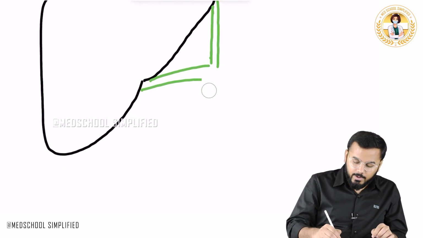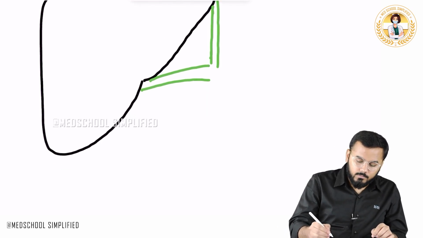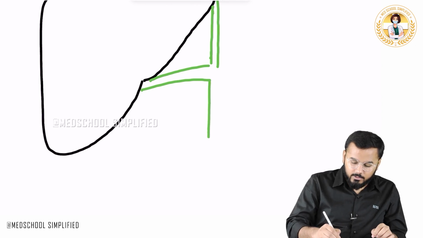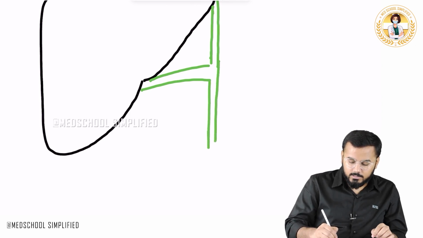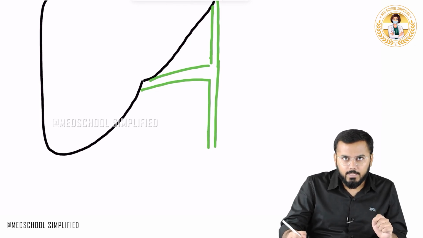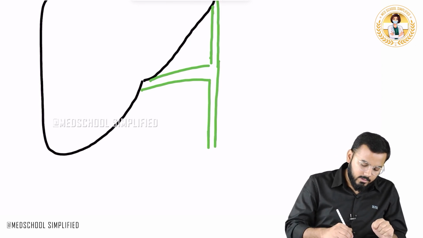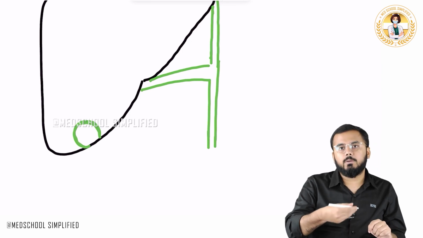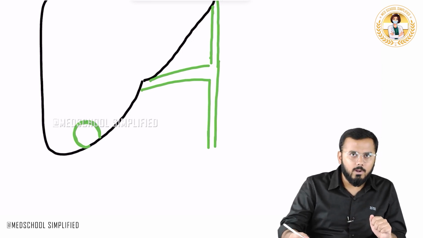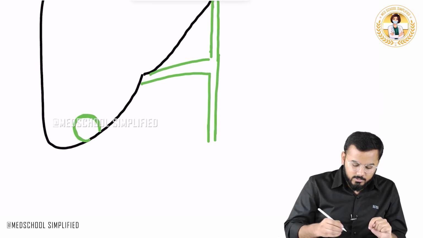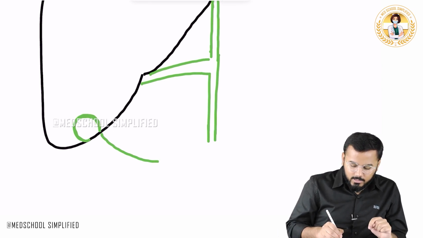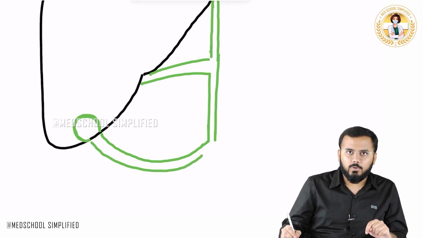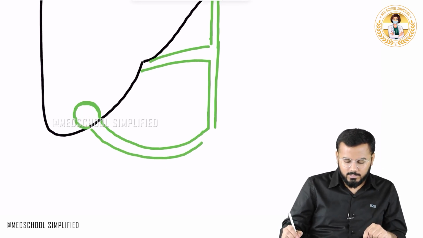The right as well as the left hepatic duct together form a duct like this. This is called the common hepatic duct. After that, here we have a small part which is located behind the liver. This is called the gallbladder. Now from this gallbladder we have another duct coming all the way like this. This is called your cystic duct.